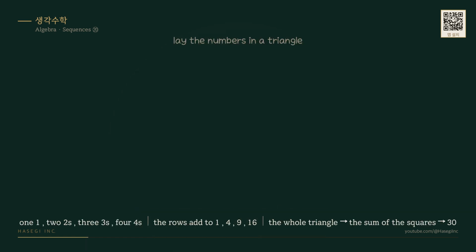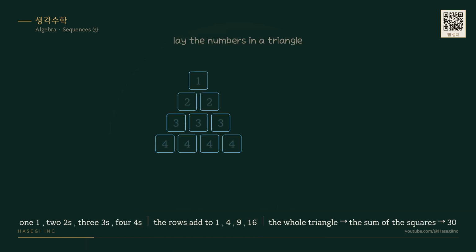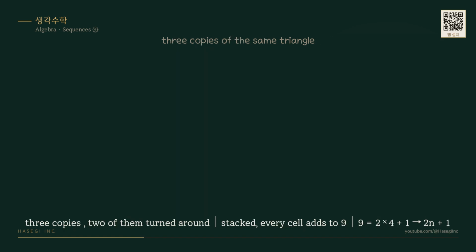Lay the numbers out in a triangle. 1 1 in the first row, 2 2s in the second, 3 3s in the third, 4 4s in the fourth. Add each row and you get 1, 4, 9, 16. So the whole triangle adds up to exactly the sum of the squares. 30, as we said. Here comes the trick.